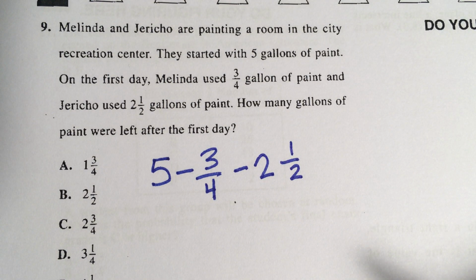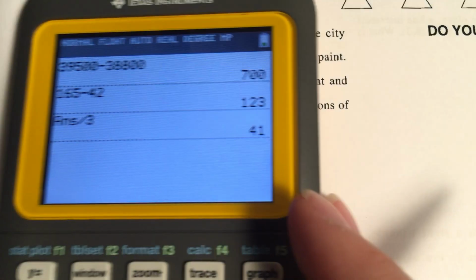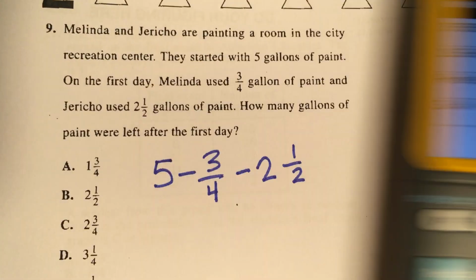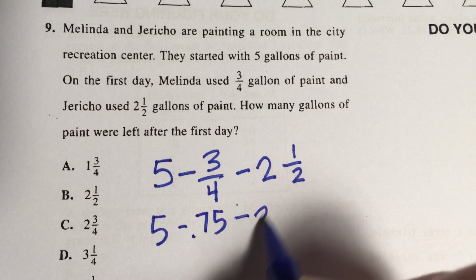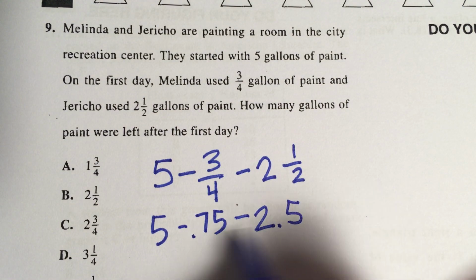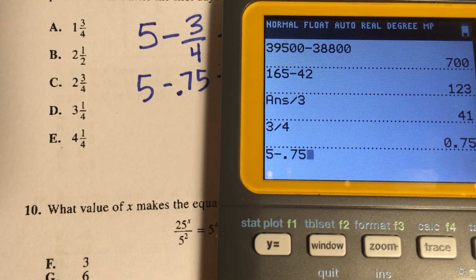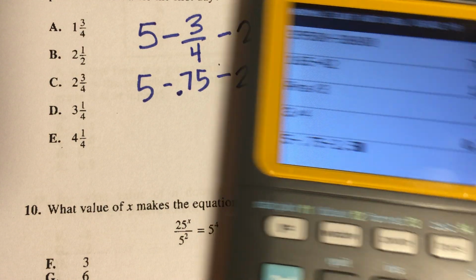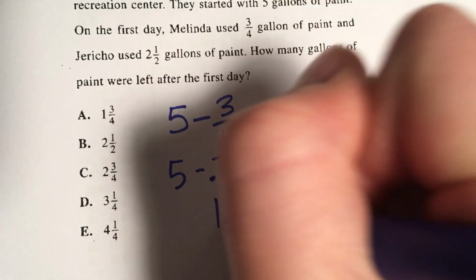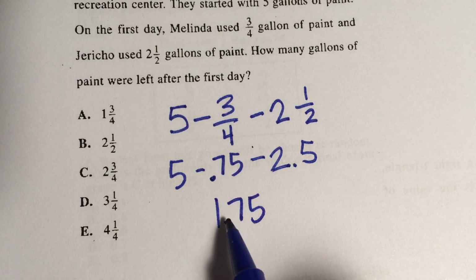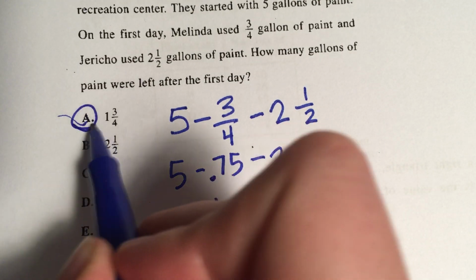Right, so a couple different ways you can do this. I know that 3/4 is the same as 0.75. So I have 5 minus 0.75, minus 2, and I know 1/2 is 0.5, so that's 2.5. So then in my calculator I could do 5 minus 0.75 minus 2.5, and I get 1.75. I know it's 1 gallon, and then I remember that 3/4 is 0.75, so it must be 1 3/4.